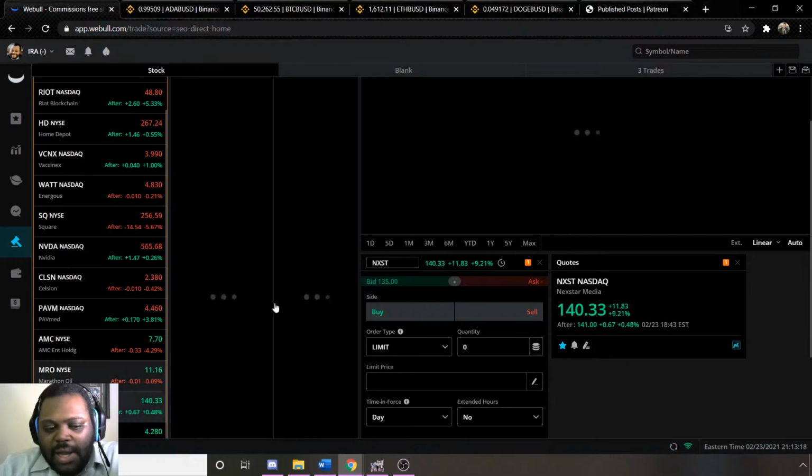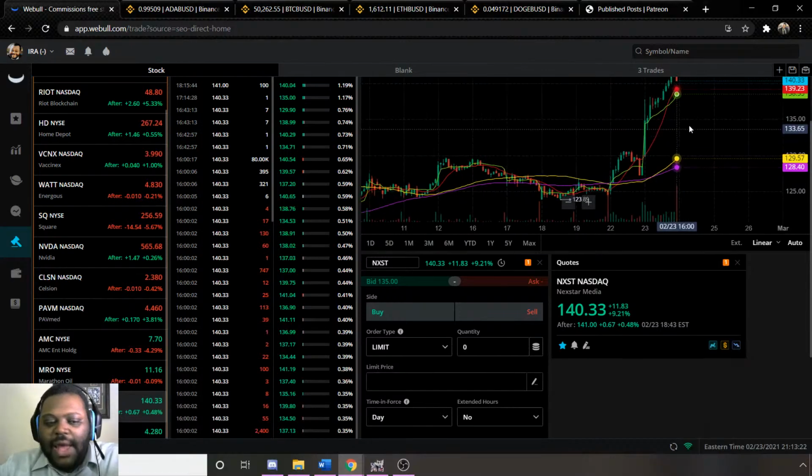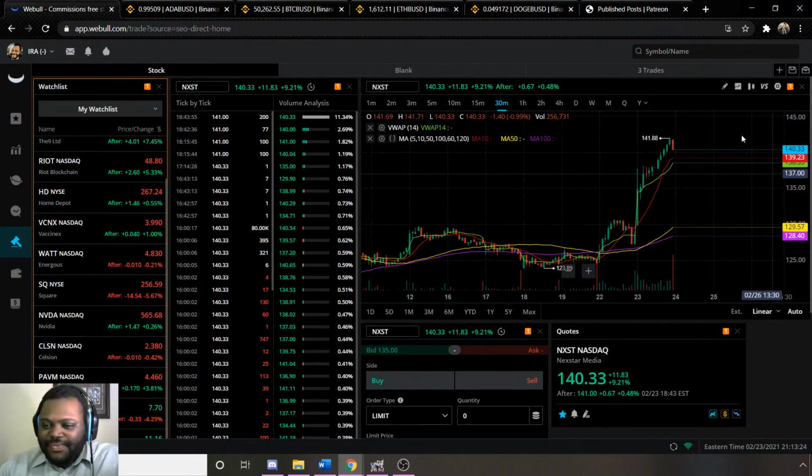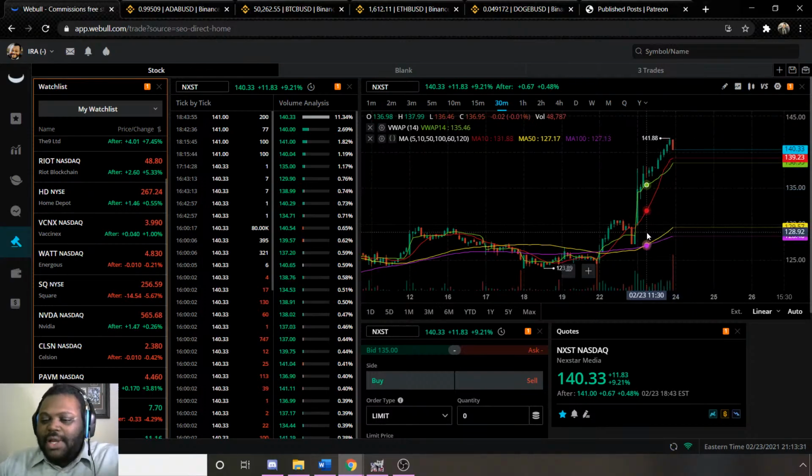Then also going to be looking at NXST. Wow, it's a tongue twister. NXST. So we can see on here they ended at 140.33 today, went up 67 cents after hours, staying at 141 even. Overall, still bullish on the name.